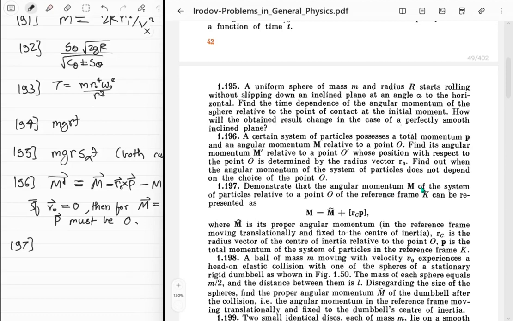Demonstrate that the angular momentum M of the system of particles related to the point O of the reference frame K can be rewritten as M is equal to, okay, the proper angular momentum in the reference frame moving translationally.